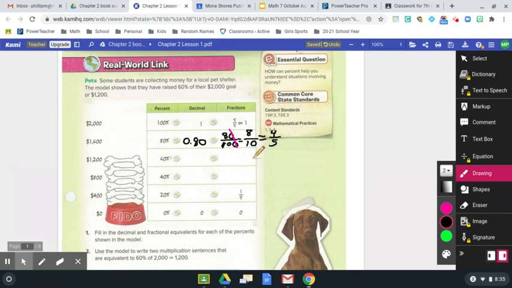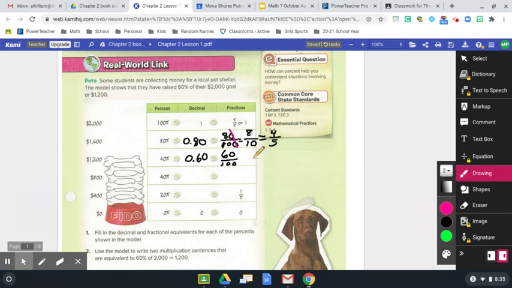All right, the 60%, the $1,200 that they've raised so far. Again, think about moving that decimal 2 places to the left. So that decimal becomes 0.60, or 60 hundredths. As a fraction, we're going to take that 60 and put it over 100.